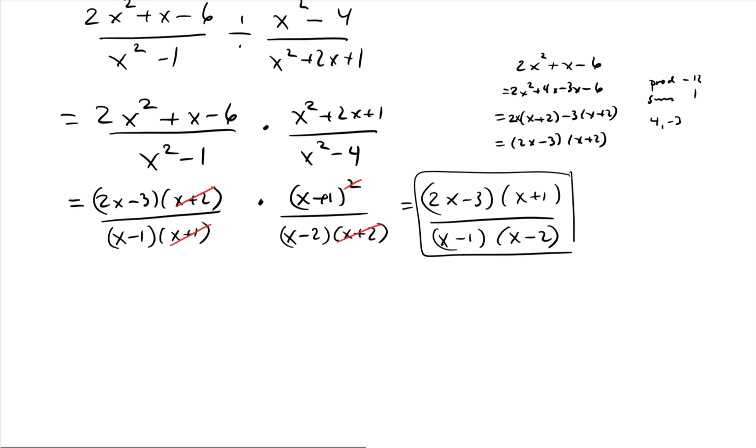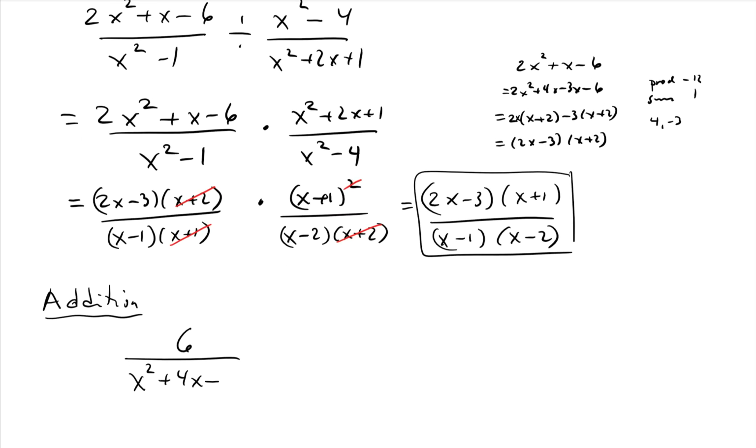That's division. Addition is a bit harder. Addition, subtraction. Let's say I have this. Okay, so to add fractions, you need to have common denominators. So this is the thing I need to look for. So what are the common denominators?